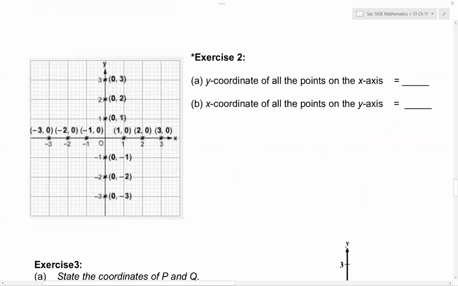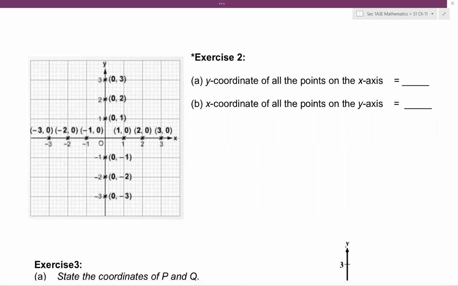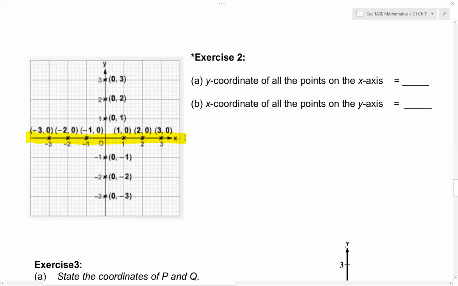Okay, this is interesting. Let's look at the y coordinates of all the points on the x-axis. I am going to highlight the x-axis. Pay full attention over here. This might be confusing to some students. I highlighted the x-axis. You can clearly see the points that lie on the x-axis, right? What is the y-coordinate of all these points? Does y-coordinate refer to the first number or the second number? Second number, y comes later, right? X comes first, then y comes next.